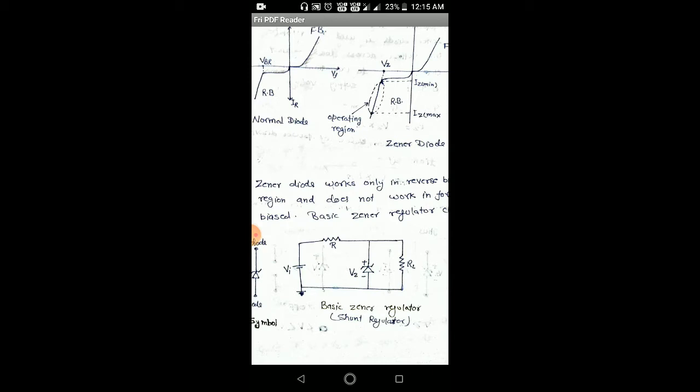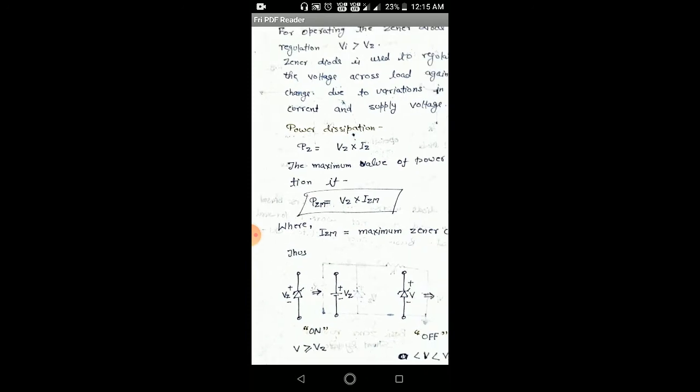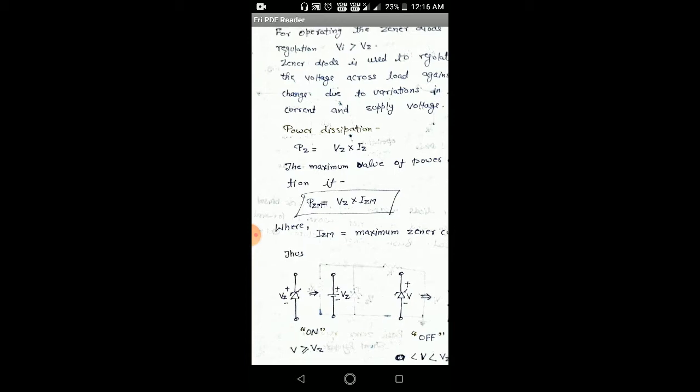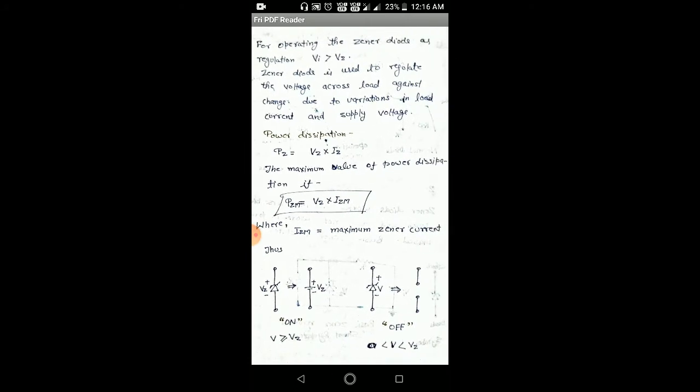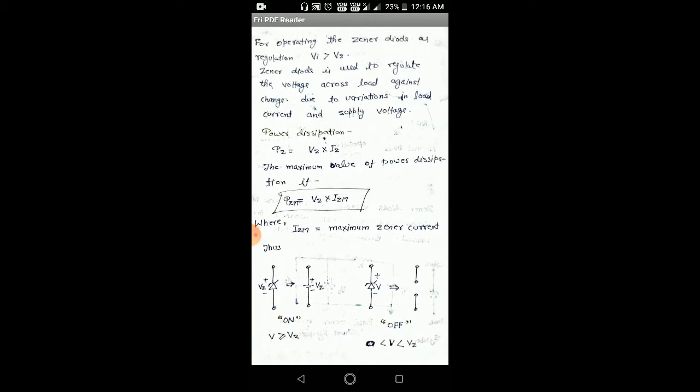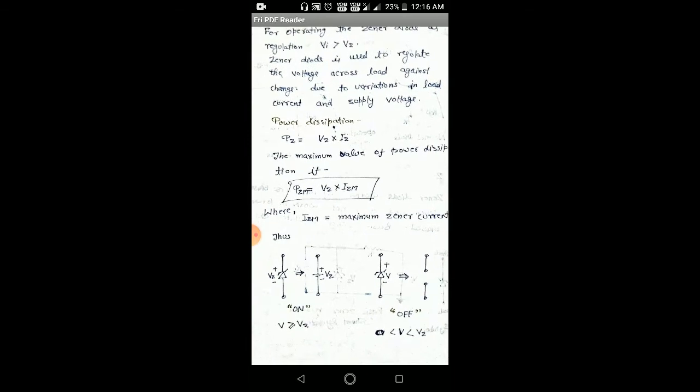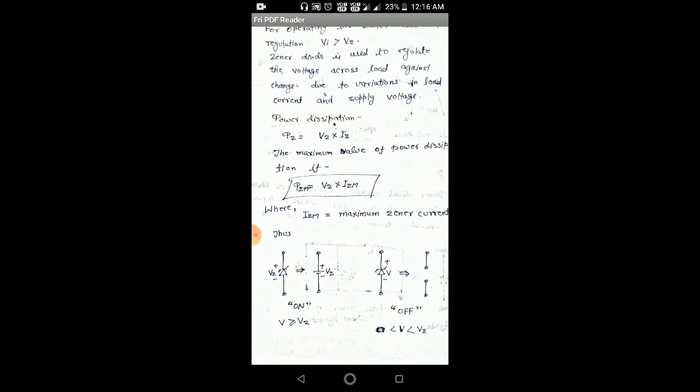The power dissipation across the diode is Pz equal to Vz into Iz. We know that P is equal to V into I. So the power dissipation across the Zener diode is Pz equal to Vz into Iz. The maximum value of the power dissipation is PZM equal to Vz into IZM, where IZM is the maximum Zener current.